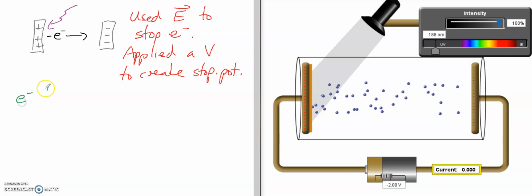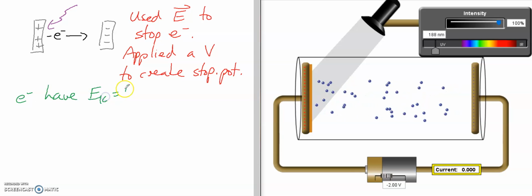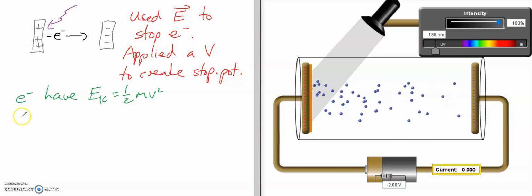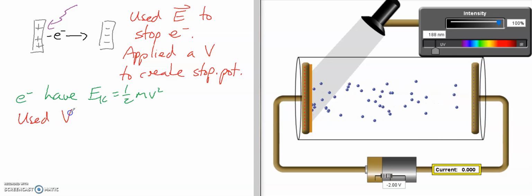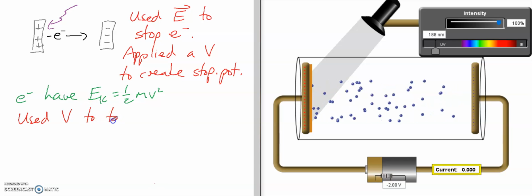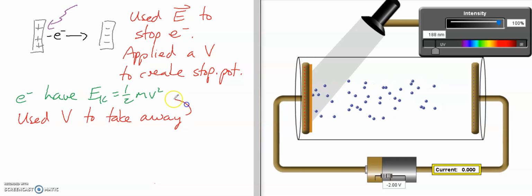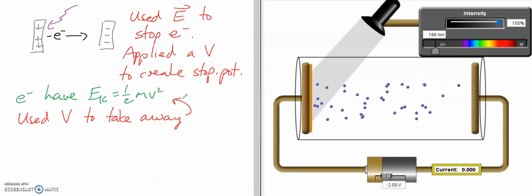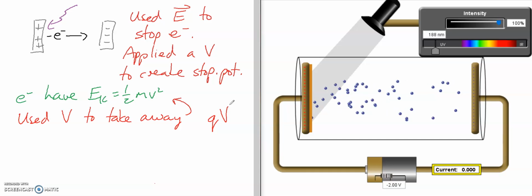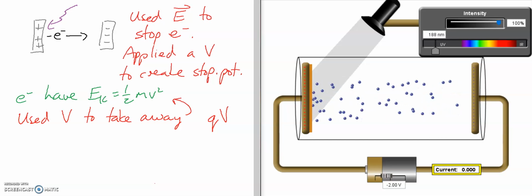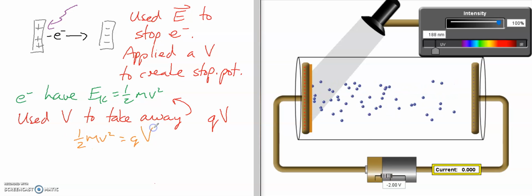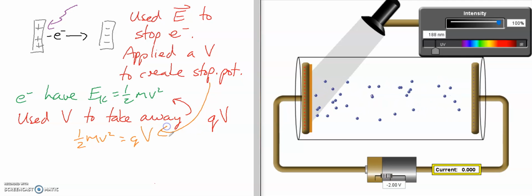So the electrons have kinetic energy equal to 1/2 mv squared. And what he did is he used the stopping potential, the potential difference, the voltage, to take away that kinetic energy. And of course, if you guys remember, energy for a charge in between plates is equal to QV. So he would apply the voltage in order to stop the electrons. And since they're perfectly balanced, he knew that 1/2 mv squared was equal to QV, and that is the stopping potential right there, that voltage right there.